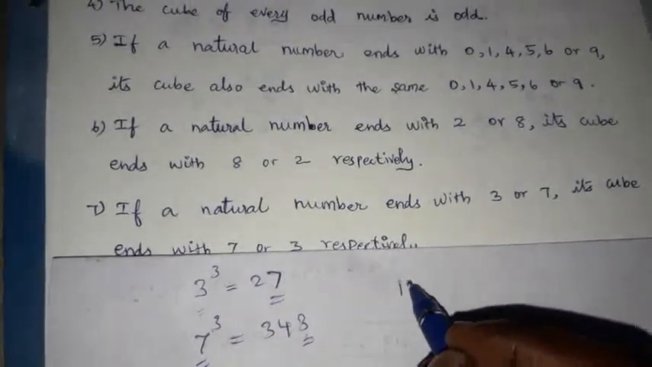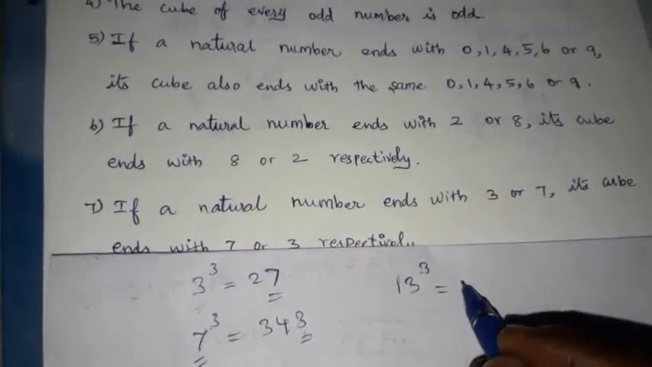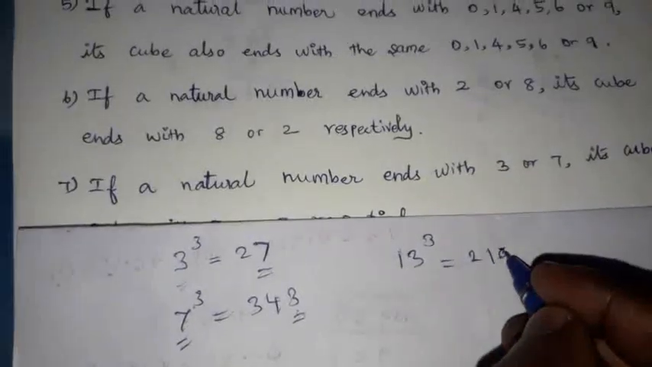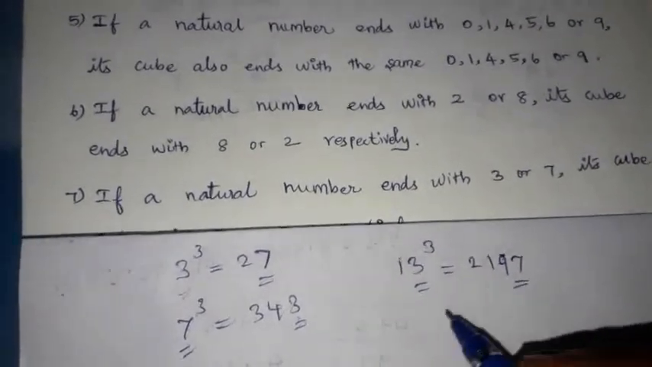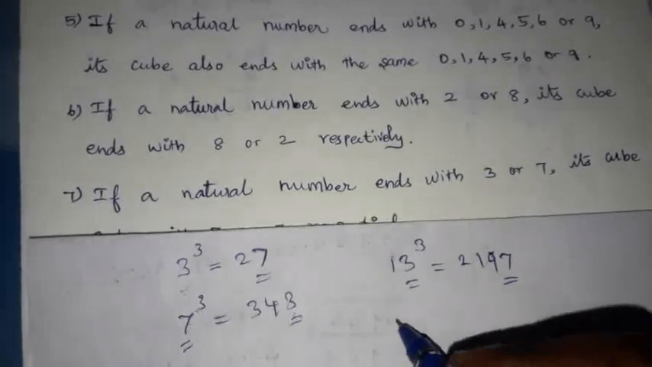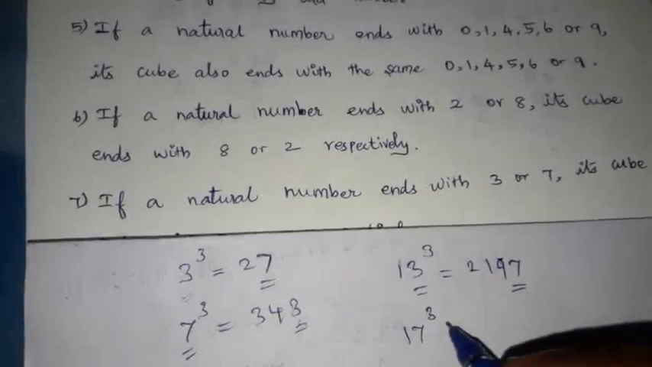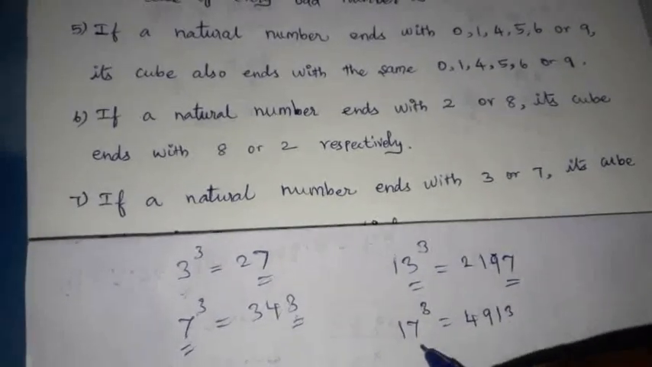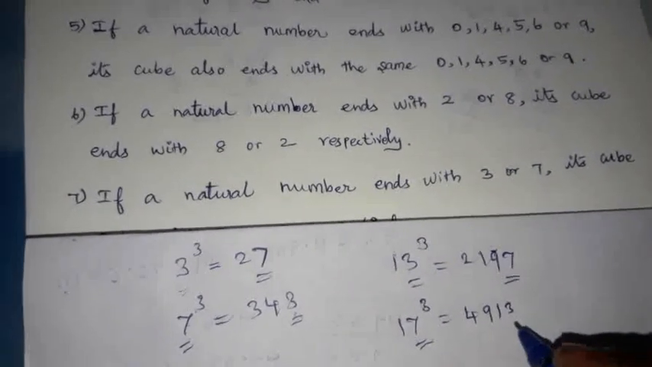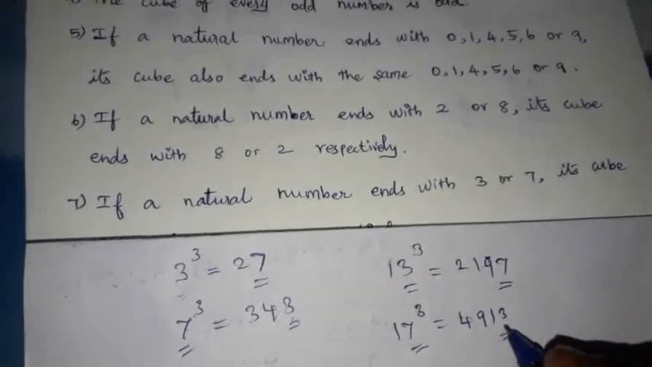Let us take a number 13 and its cube is 2197. A number ends with 3 and its cube ends with 7. Next we take a number 17. 17 cube equal to 4913. A number ends with 7 and its cube ends with 3.